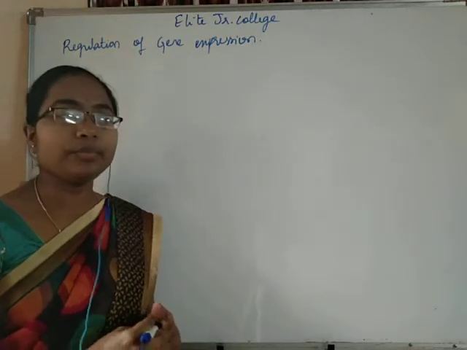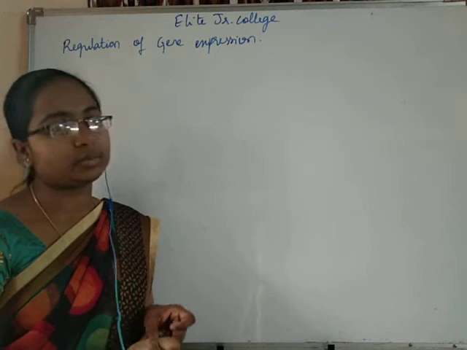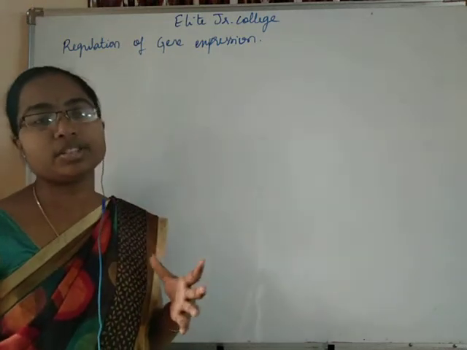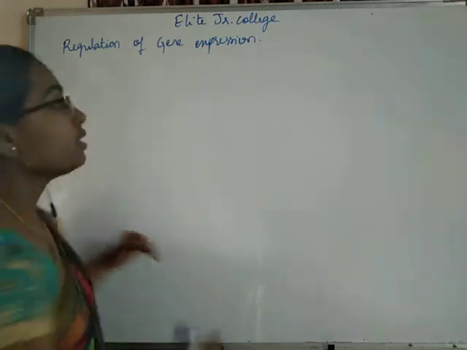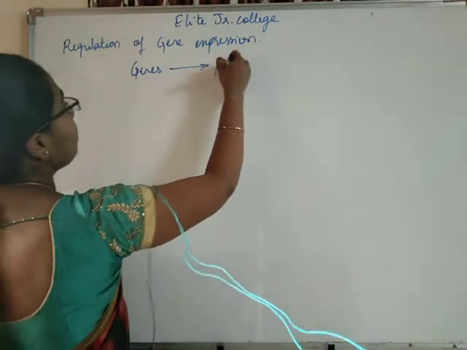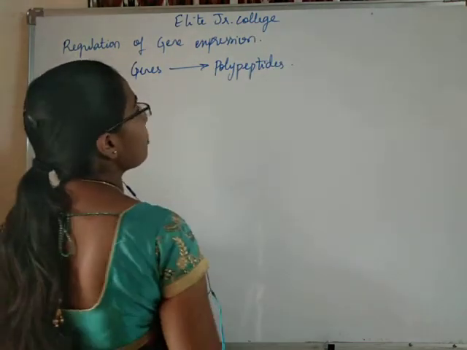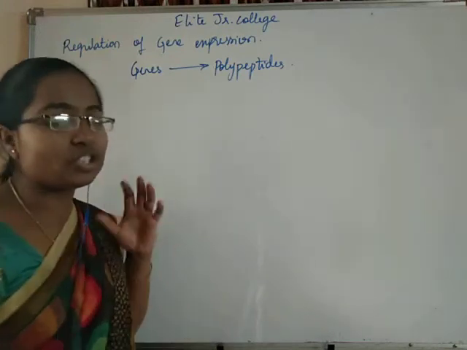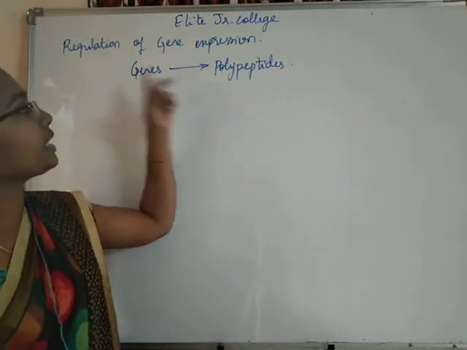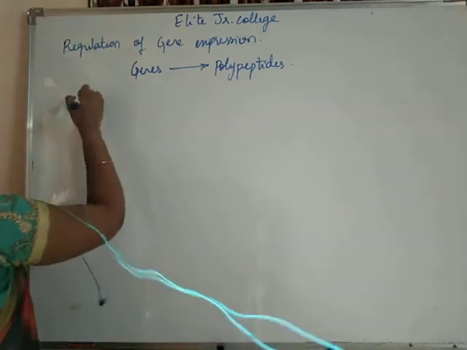See students, genes are ultimately expressed in the form of polypeptides, right. That means for the genes to be expressed, we have to control them from expressing themselves in the form of polypeptides. So gene regulation can be done at 4 different levels.